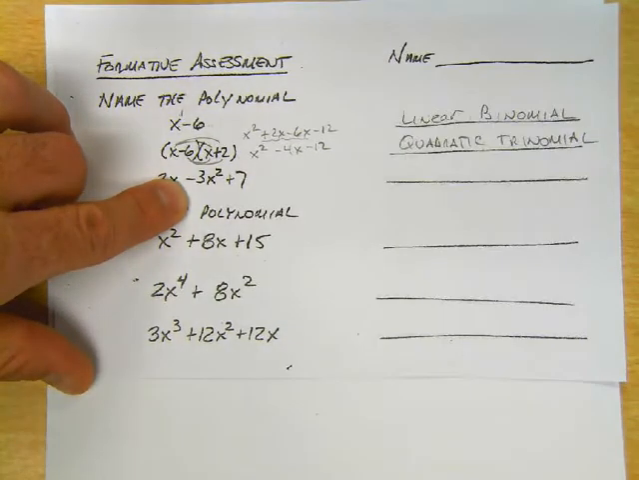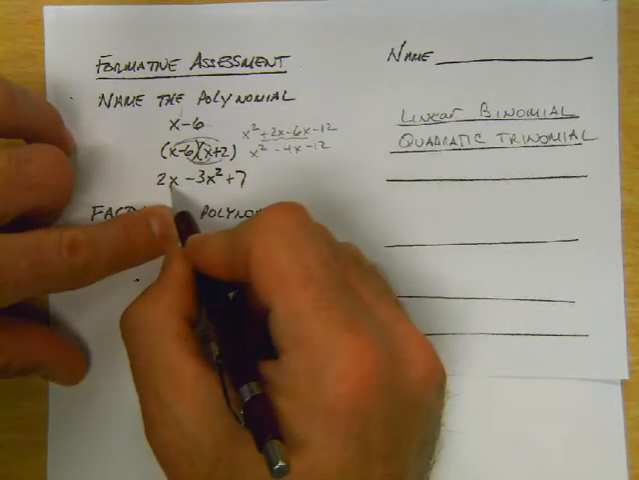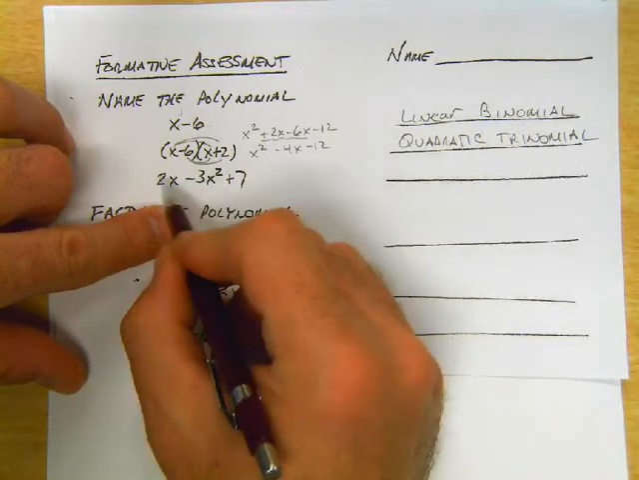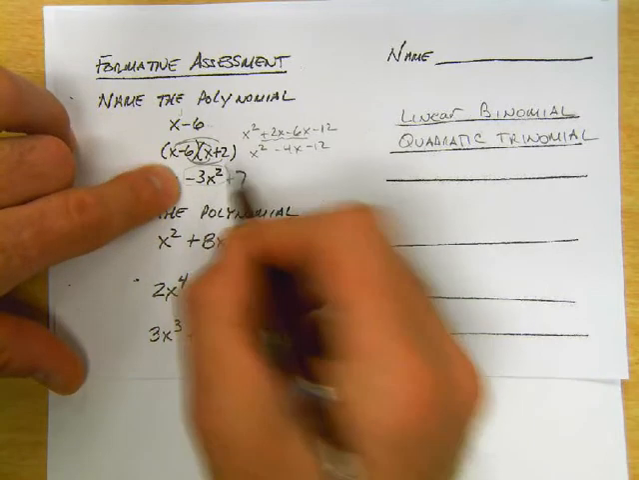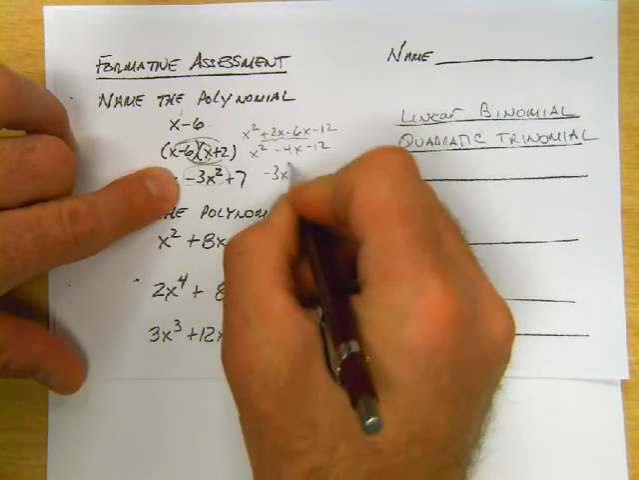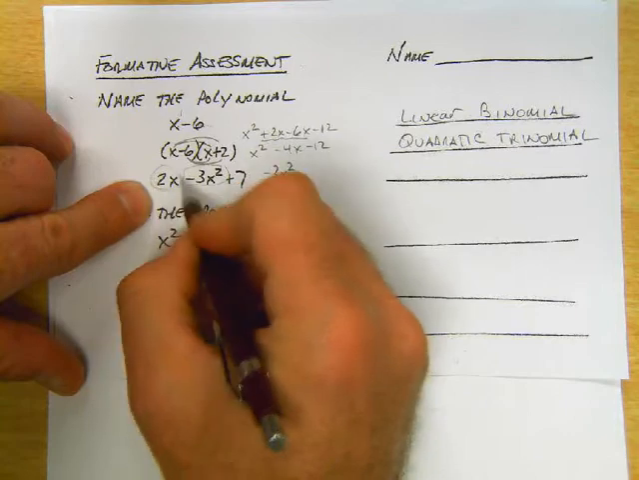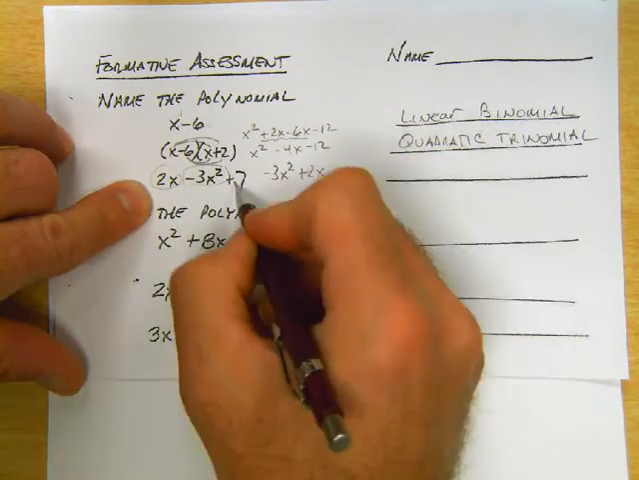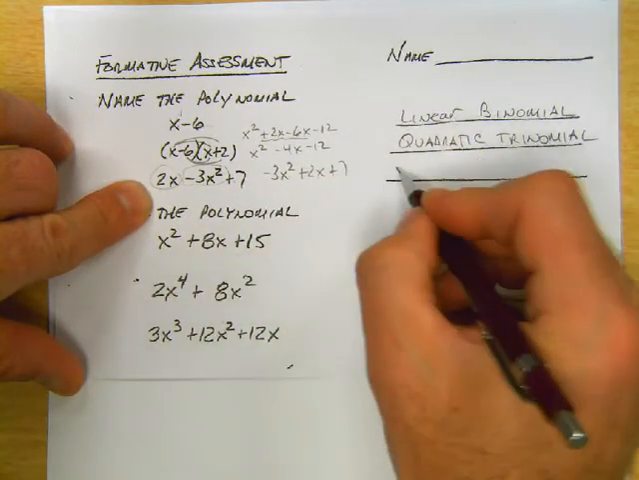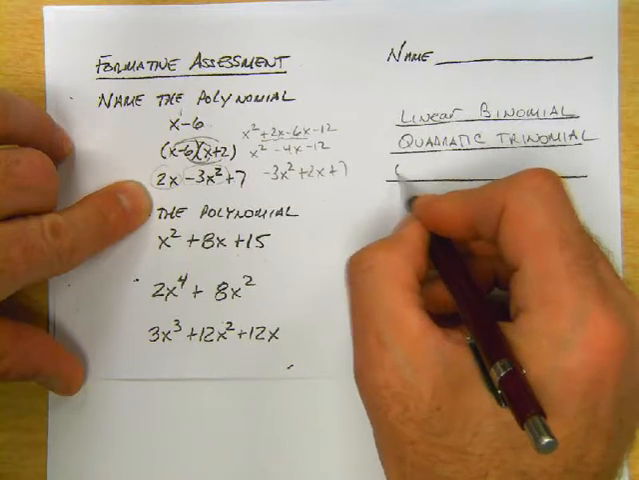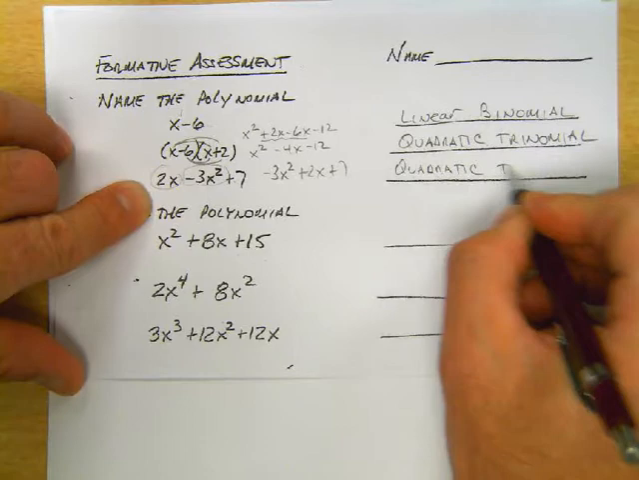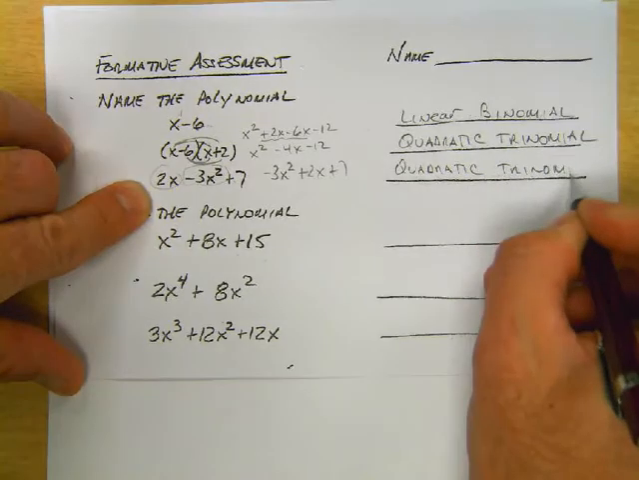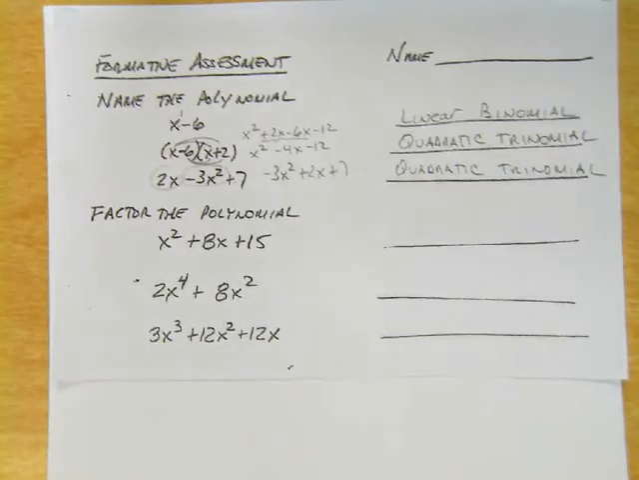Okay. Next is, this isn't in standard form either. So this term has the largest exponent, so negative 3x squared. This one is next, plus 2x, and that's next, plus 7. That also looks like a quadratic trinomial, unless I've made a mistake. I don't think so. All right, looks good.